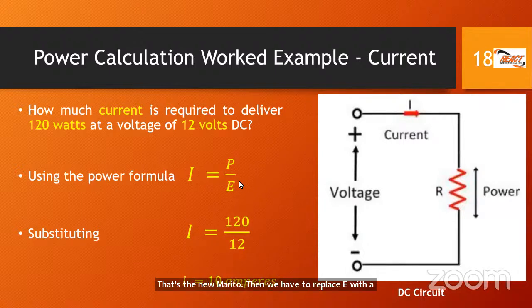Then we have to replace E with a value. E is what? Voltage, electromotive force. They have given us that as 12 volts. So we replace E here with 12. So that's the denominator. So we have to divide now 120 by 12. And we get 10. So the current I is equal to 10. But 10 what? Well, the units of current is the ampere. So I is equal to 10 amperes.